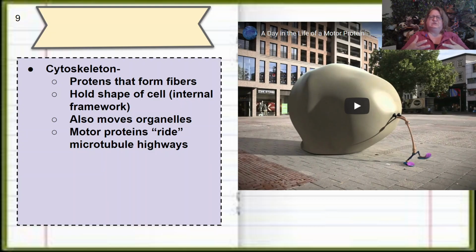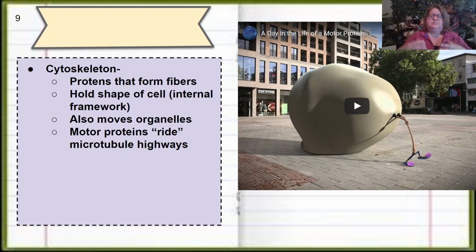Especially in animal cells that don't have a cell wall, we need something that helps maintain the shape. And much like the internal steel framework of a building, we have proteins that form fibers. And these fibers are going to form the cytoskeleton. It gives a very semi-rigid form to the cell. One of these is called microtubules. And these microtubules are great big protein structures that can hold the shape of the cell.